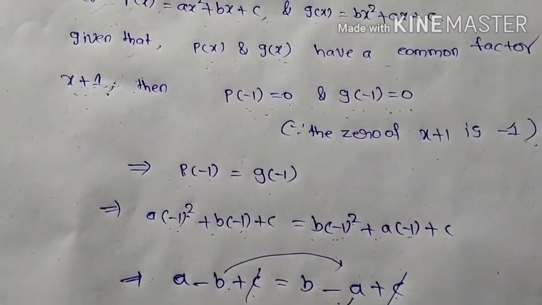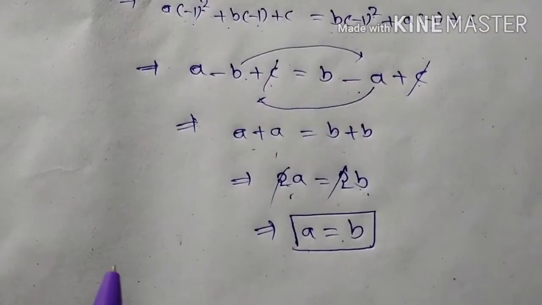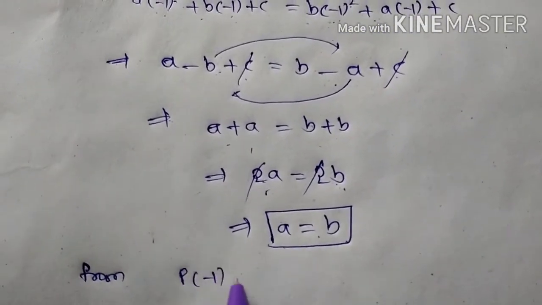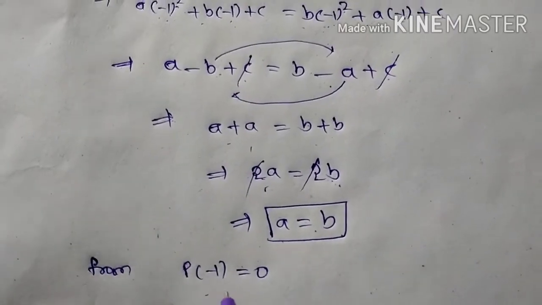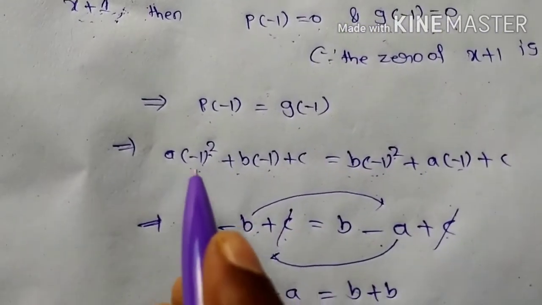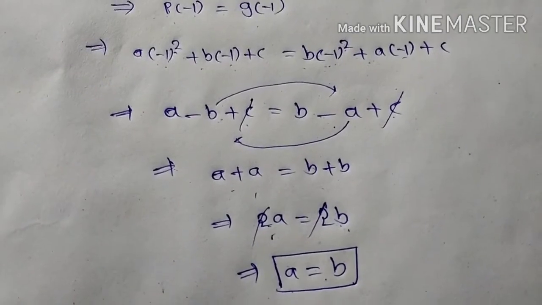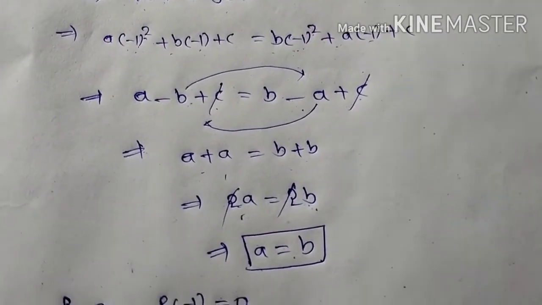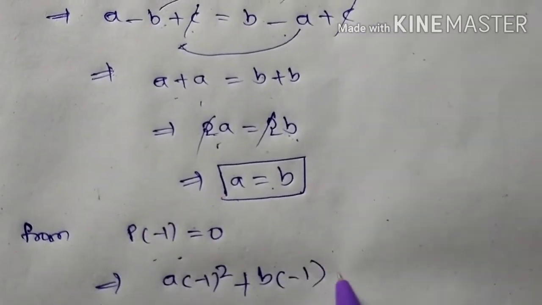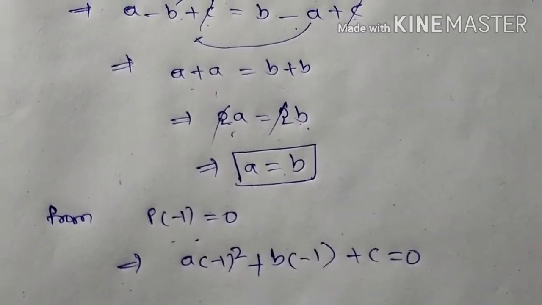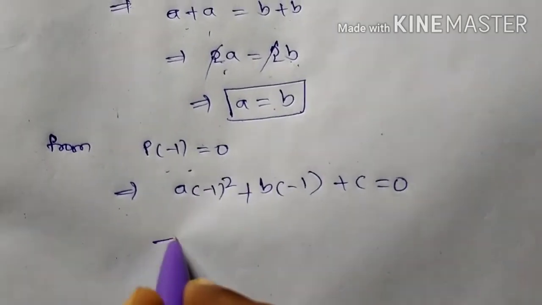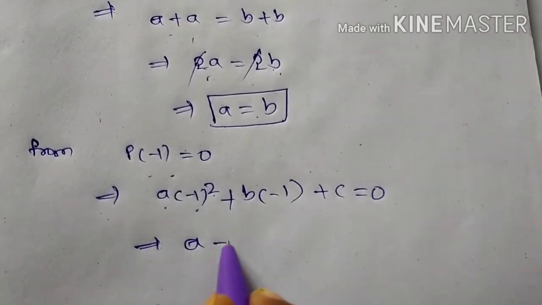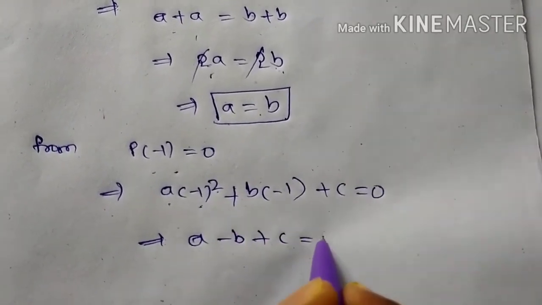Now you already know that p of minus 1 is equal to 0, or not? Yes. I am writing here, p of minus 1 is equal to 0 means a into minus 1 whole square plus b into minus 1 plus c is equal to 0, or not? Yes. That means you can write here minus 1 whole square is how much? 1. 1 into a only. Here minus b plus c is equal to 0.